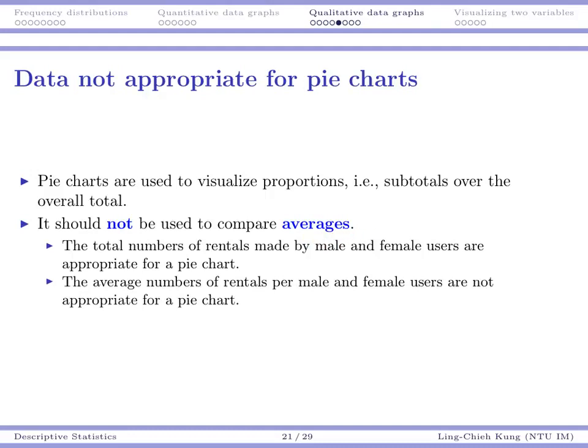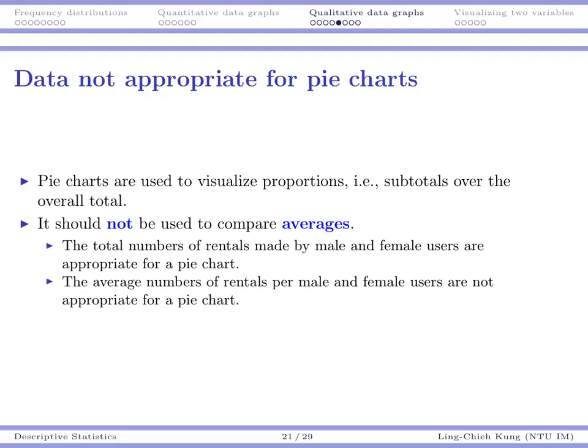Some examples are here. Suppose we have records for whether the person renting this bicycle is a boy or a girl. Suppose that's the case, then the total number of rentals made by male and female users, that's appropriate for a pie chart. We probably will see around 60% of the bikes are rented by female users, around 40% are rented by male persons, and so on.